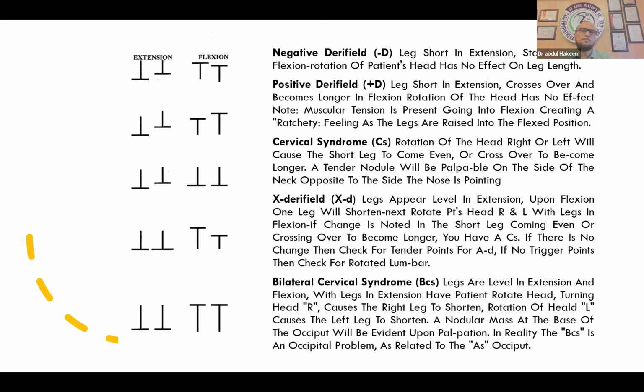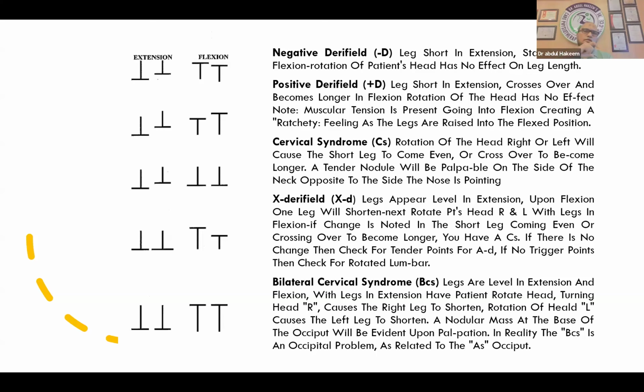Bilateral cervical syndrome is nothing but bilateral occipital syndrome. Maybe there is a possibility of an anterior superior occiput, AS occiput. If there is a posteriority in the occiput, then the scenario will change. On rotation to the right side, the left limb will become short. On rotation to the left side, the right limb will become short. This is about bilateral cervical syndrome.